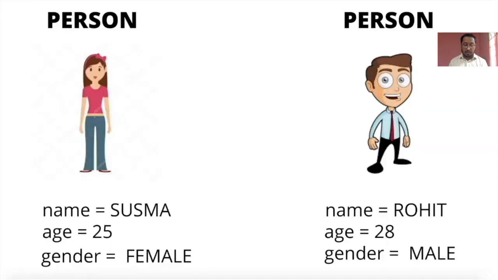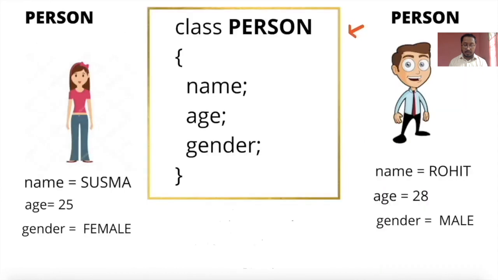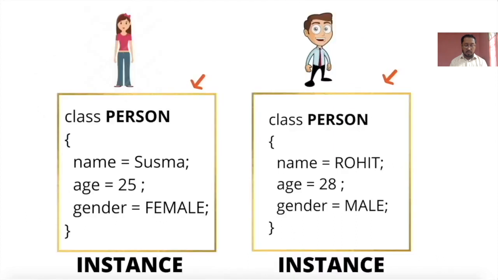Now, if we want to represent person as a class, we will create a class with the name person and with attributes name, age, and gender. For example, we have two persons, Rohit and Susma, and we want to represent them in this class. So we will create two copies of the person class and we will assign values to name, age, and gender. The making of the two copies of the person class to represent particular two persons is called instance in Java.